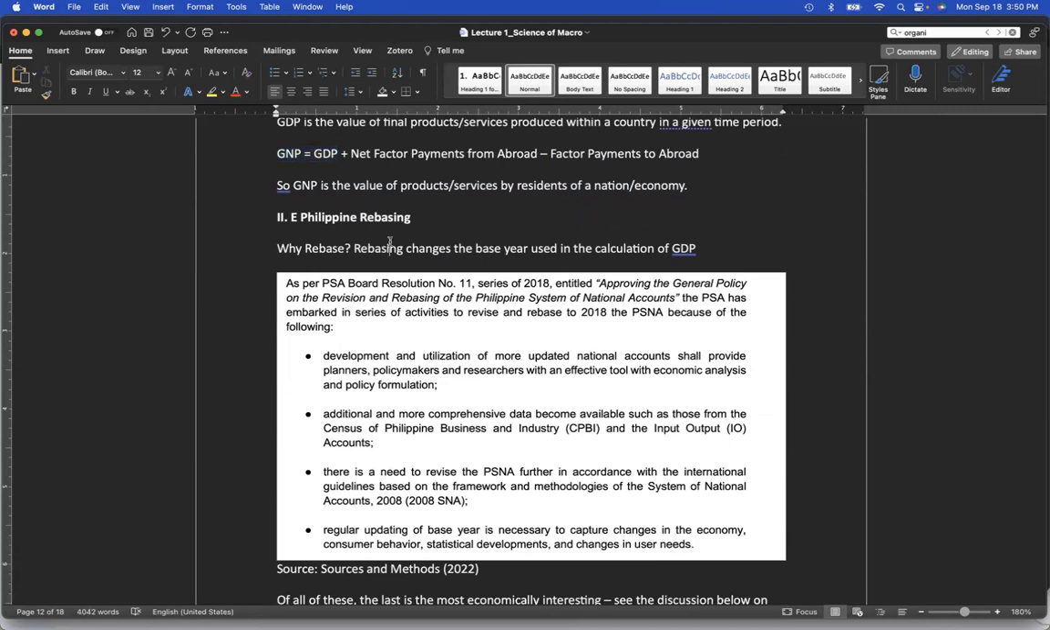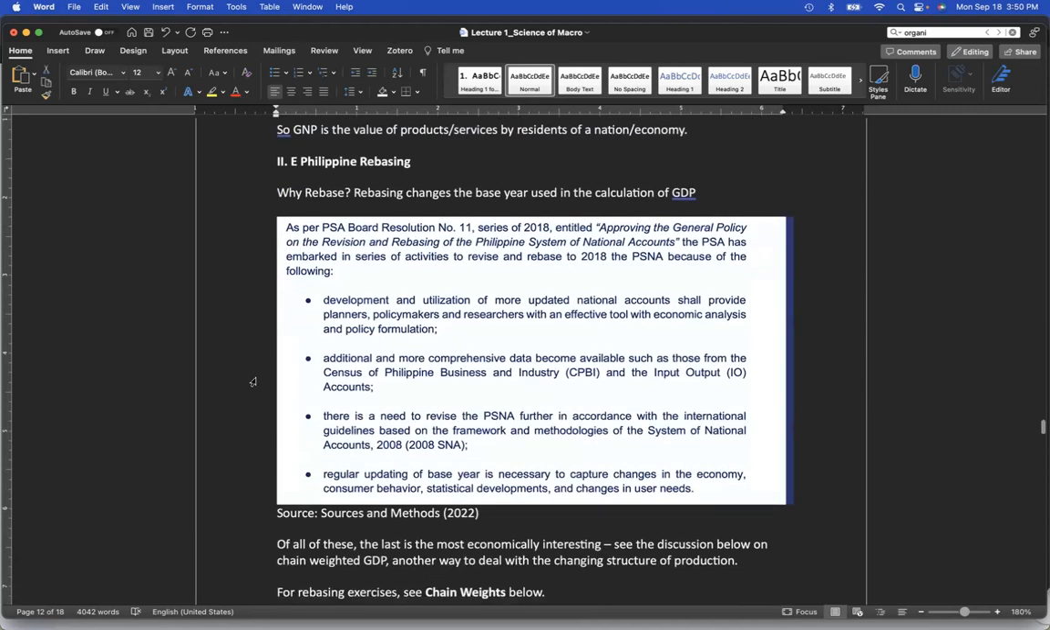Next, Philippine rebasing. Every so often, our GDP gets rebased. We always calculate GDP, but over time the base year changes. Okay? So why does the base year need to change? First, because it's required by law. But economically, the important thing here is the last one. Regular updating of the base year is necessary to capture changes in the economy, consumer behavior, statistical developments, and changes in user needs, particularly for the macro class. You want to be able to capture changes in the economy.